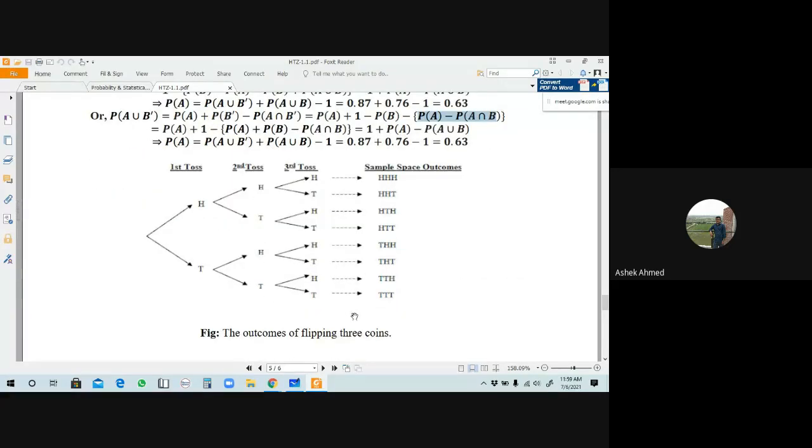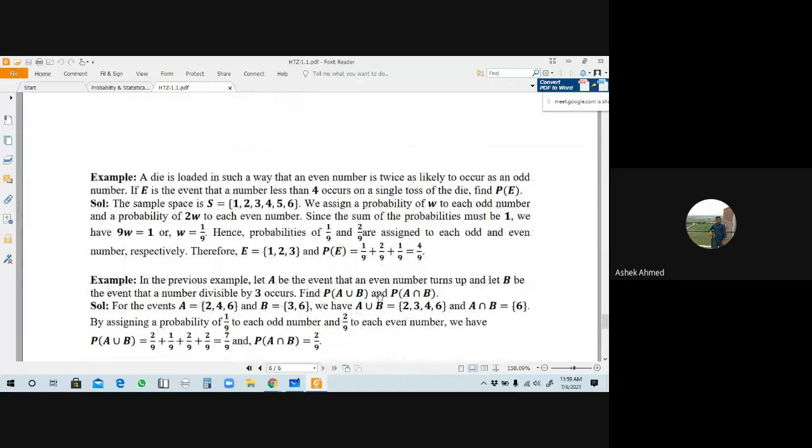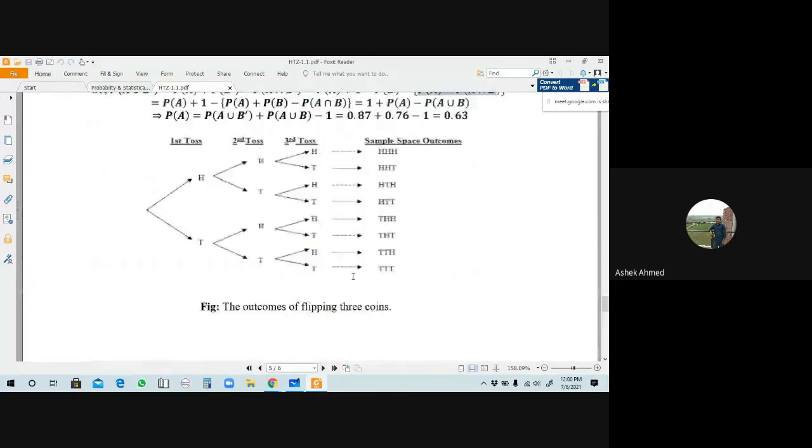This is the outcome of a coin tossed 3 times. Understand? We have already known about this. Do you remember this, the outcome of tossing a coin 3 times? Yes, sir. I will discuss this problem in the next class and move to the next topic. Okay? So today up to this point.